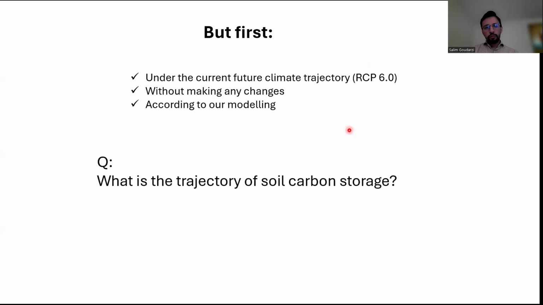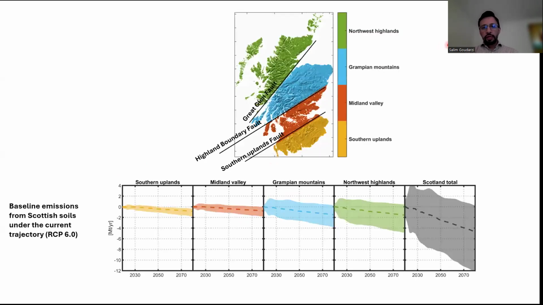But first, I think we should probably answer this question: what is the trajectory of soil carbon storage in Scotland? Again, according to our modeling. To do that, here I've divided Scotland into 4 different zones, using the 3 famous fault lines in Scotland, into 4 zones of somewhat geologically distinct character.